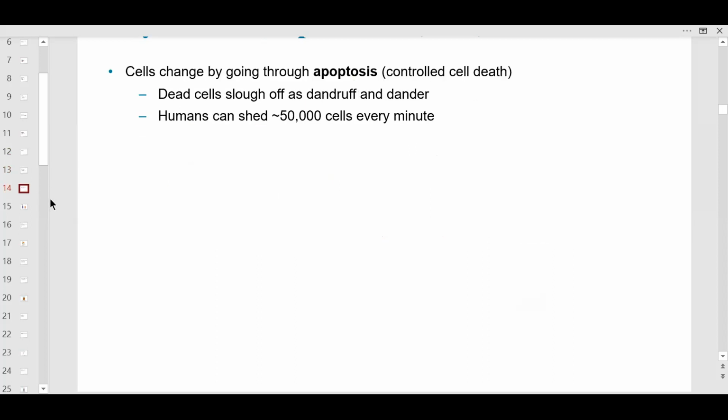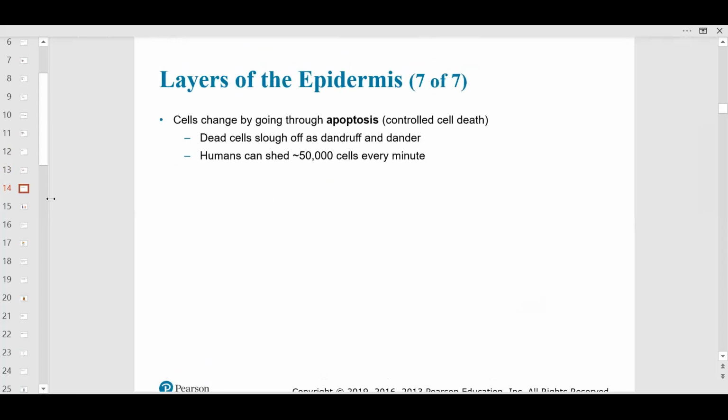So apoptosis is a controlled cell death. It's not necrosis. It's when a cell has lived its life and now it's been programmed through its cell cycle to die, and that's completely appropriate. So the cells slough off, especially with the stratum corneum: dandruff, dry, dead cells, dander from animals, mammals, and us, I guess. So we shed 50,000 cells every minute. I can't even count how many we've shed, we've been here so long. Hope they're getting replaced.